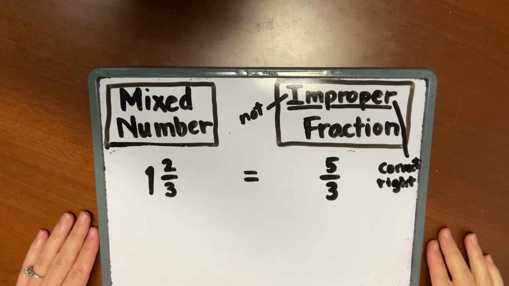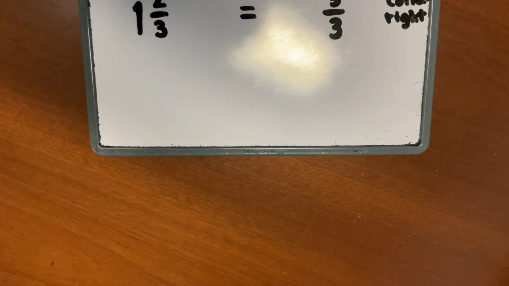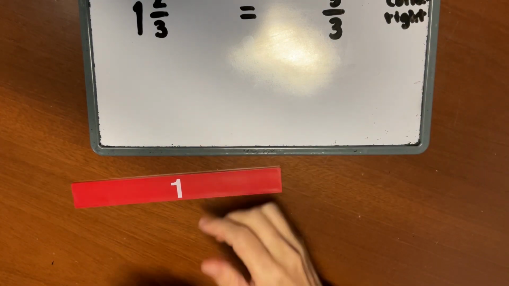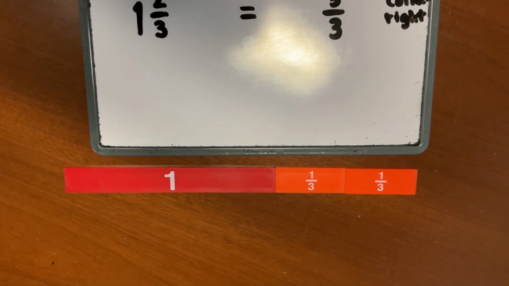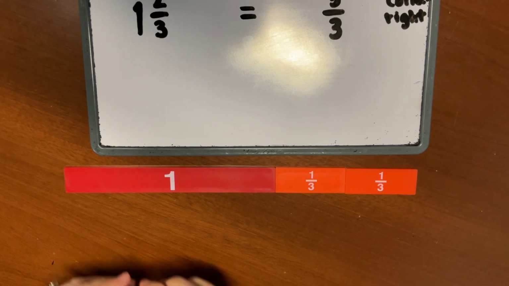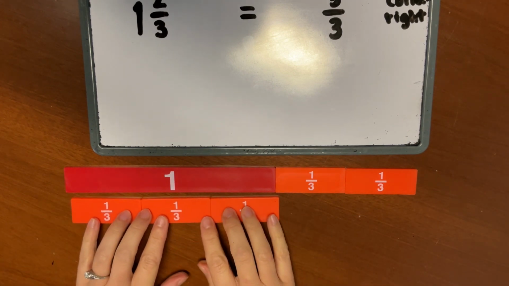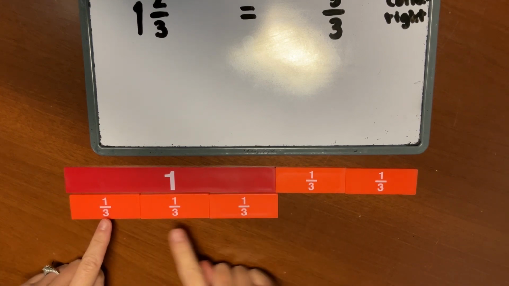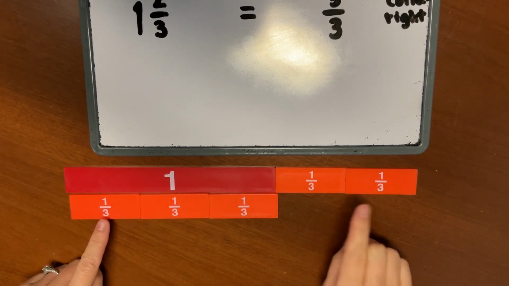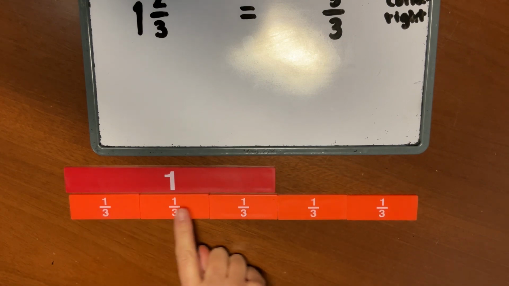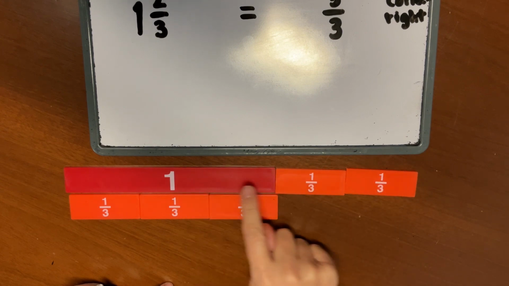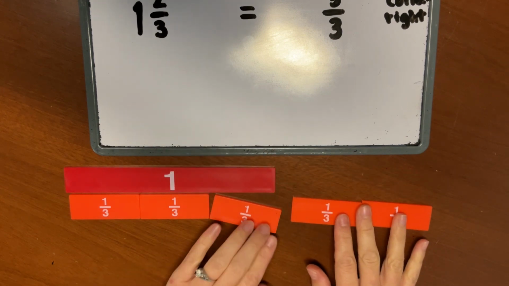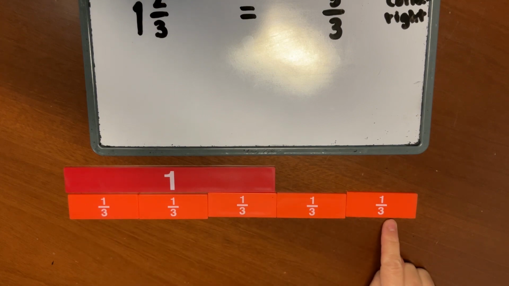Okay, let's see what we built. If I look at 1 and 2/3, I can build it this way, 1 and 2/3. But if I want to prove that this is the same as 5/3, I may want to show that 1 is the same as 3/3, and we still have those 2/3, so I can show that it is 1, 2, 3, 4, 5/3. 1 and 2/3 is the same as 5/3.